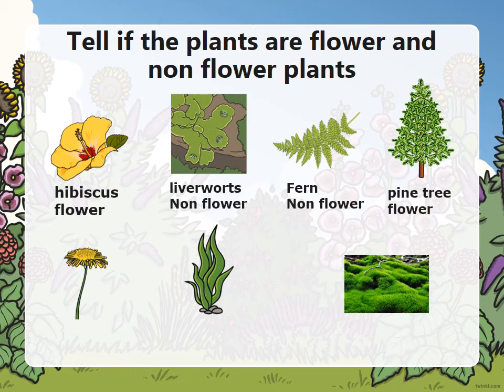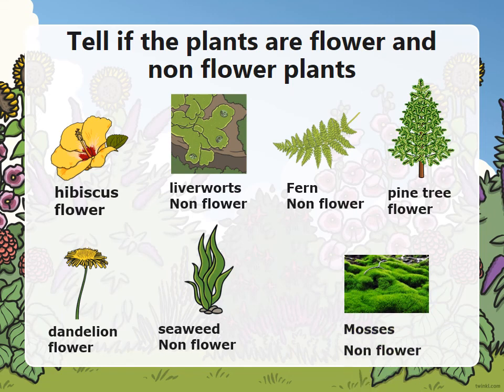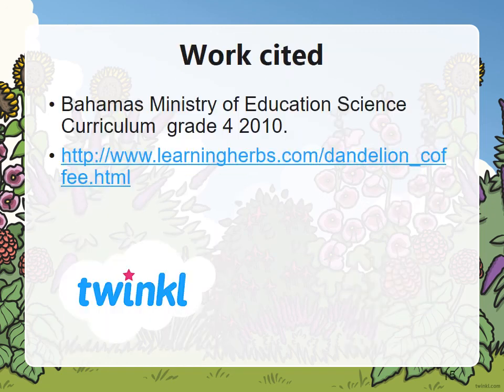That's a pine tree, which is a flower plant. That's a dandelion, which is a flower plant. That is a seaweed, which is a non-flower plant. And that is mosses, which is a non-flower plant.